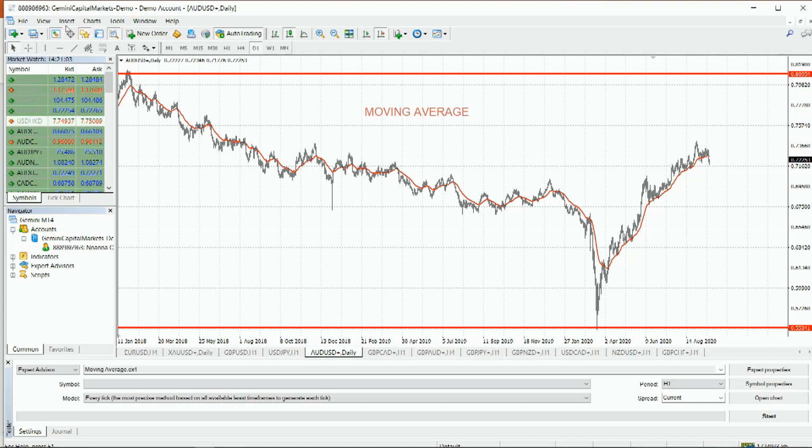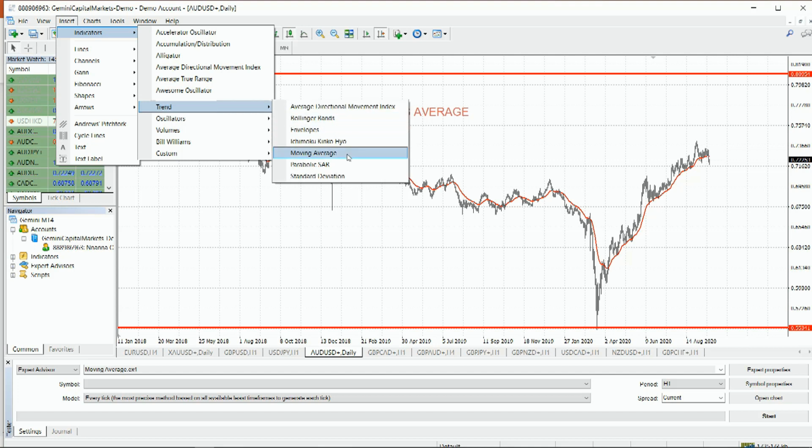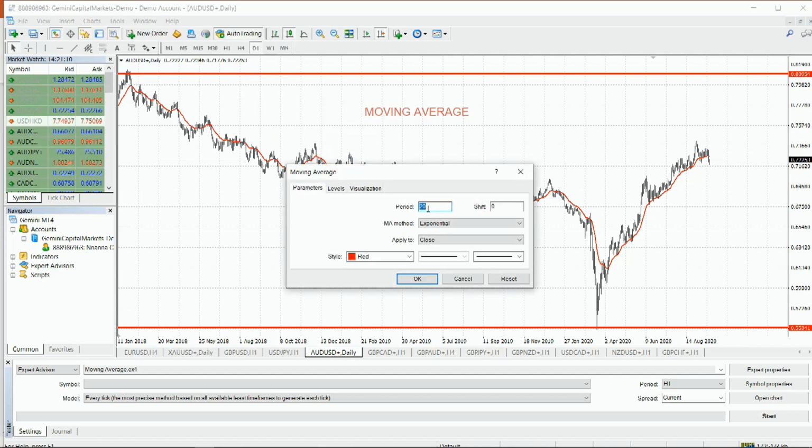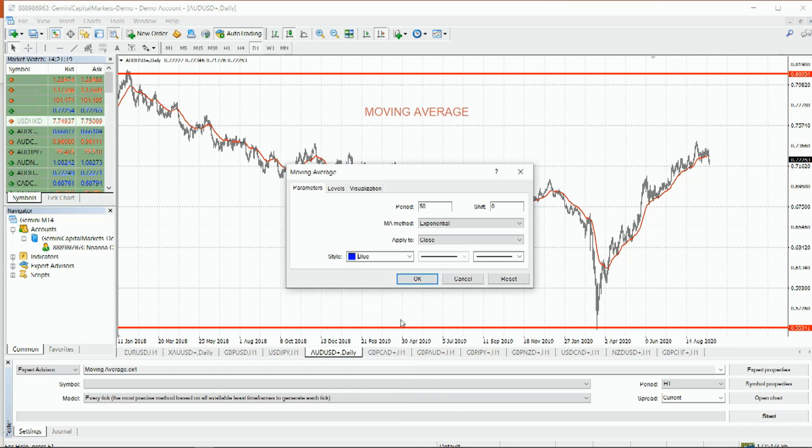So what I like to do is add another. So I'll add another moving average too. Go to trend, do the same thing. And then this time, instead of 20, I'll add the 50 EMA. And to differentiate it, I will make it a different color. So let's make it blue, and then let's make it bold too. Okay, so we can see the difference.